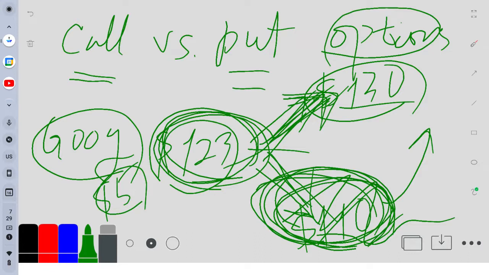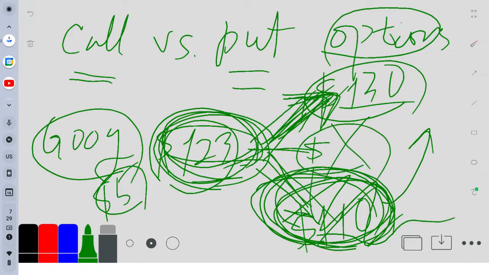So even when the price goes up, this call option gives you the right to buy Google for 123 or 125, whatever the pre-specified price is, right? And put is the option to sell at a pre-specified price. So of course, it's not for free.